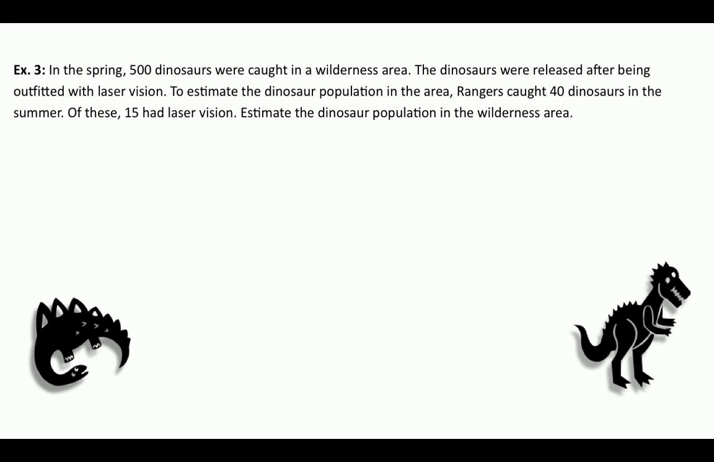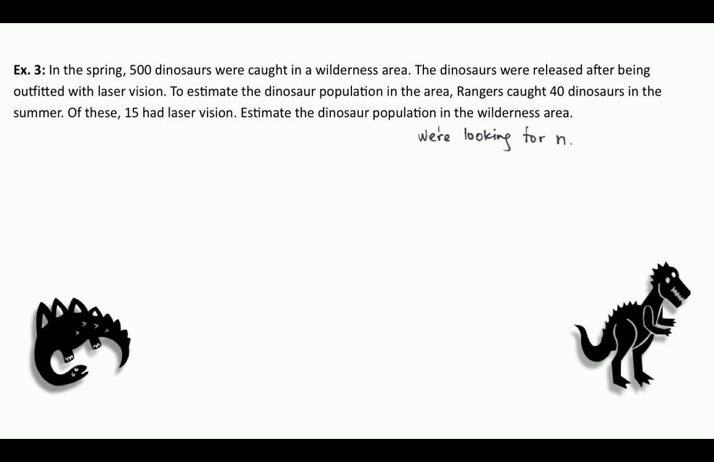So we're being asked to find the total population. We caught 500 and gave them laser vision, so 500 out of the total population, whatever that is. We don't know. Then we release them, and they intersperse and intermingle with the population. Everything becomes random, and then we select a sample of 40. We see that 15 out of 40 had laser vision. So we would expect that 15 out of the 40 would be in proportion with the 500 that we gave laser vision to over the total number of dinosaurs in the population.